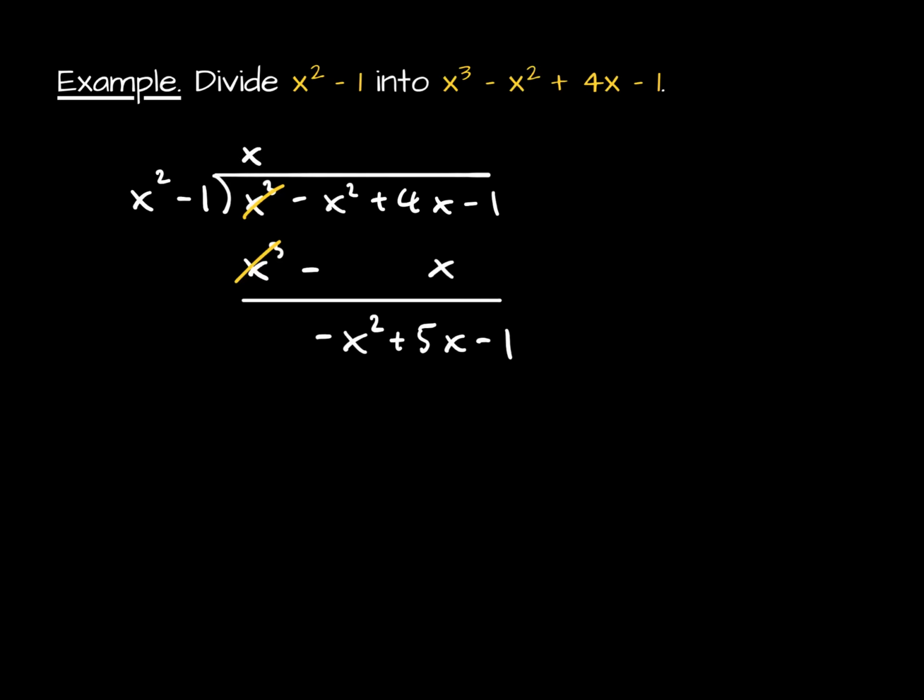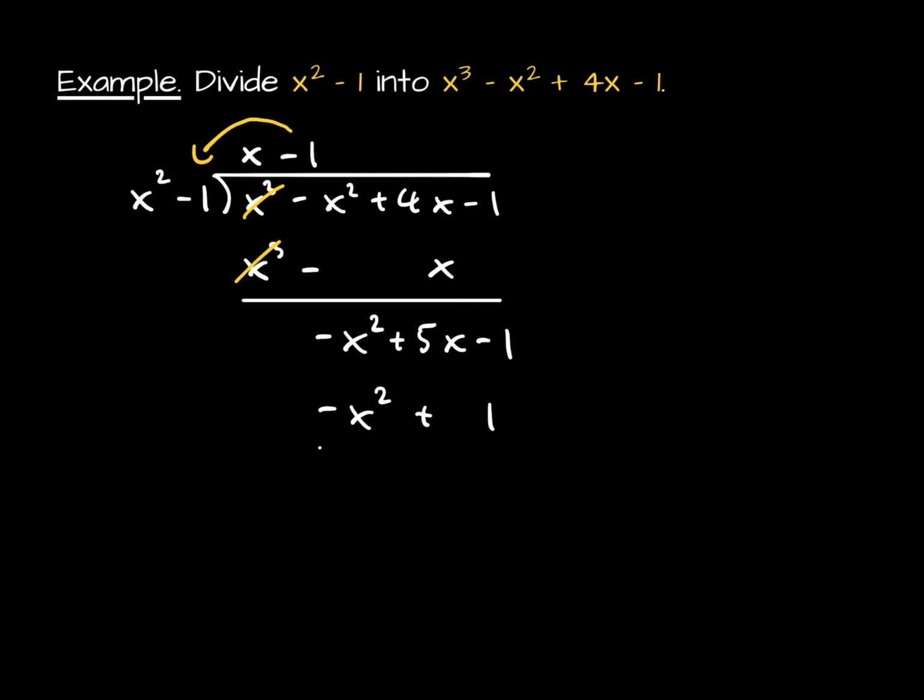What does x squared minus 1 need to get multiplied by in order to match the highest power term in the quadratic, negative x squared plus 5x minus 1? A moment's thought shows that the answer is negative 1, so we will write that down on top of the division symbol. And now we will multiply negative 1 by x squared minus 1, and write down the result. That gives us negative x squared plus 1.